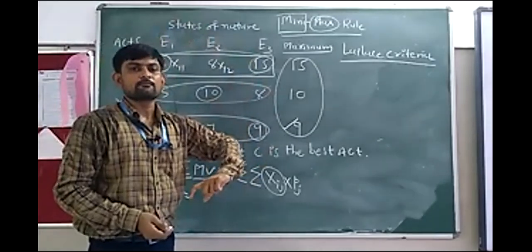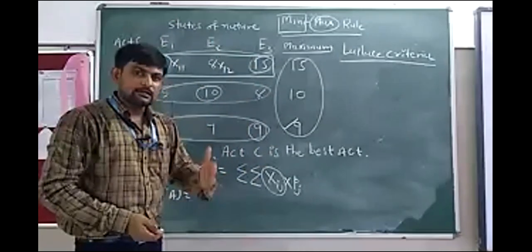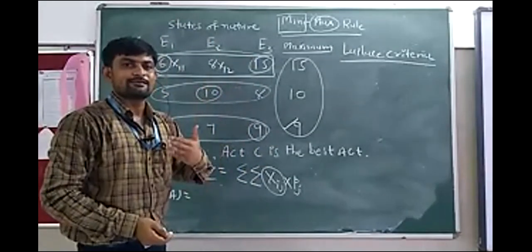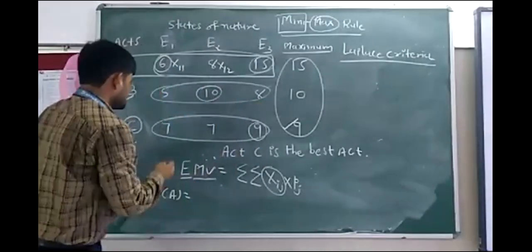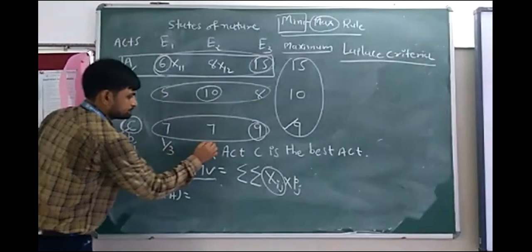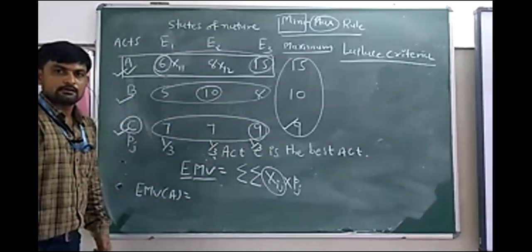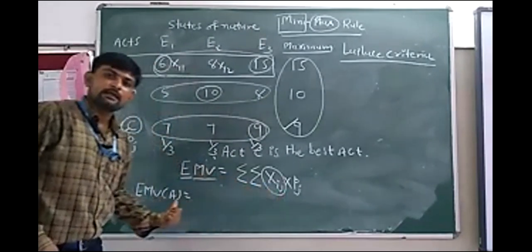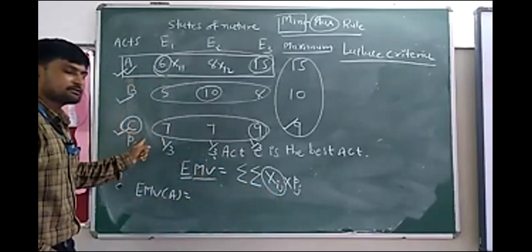For example, suppose you have 5 states of nature. So we can say the probability of happening for each and every state of nature is 1 upon 5, 1 upon 5, 1 upon 5. Okay. So here we'll write 1 upon 3, 1 upon 3, and 1 upon 3. Now we'll apply this formula and find EMV for Act A, Act B, and Act C.